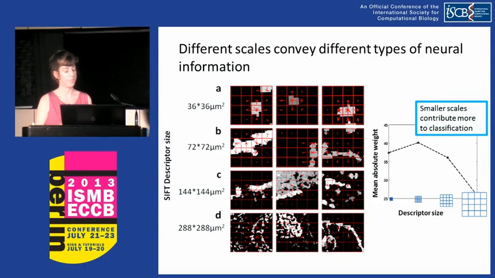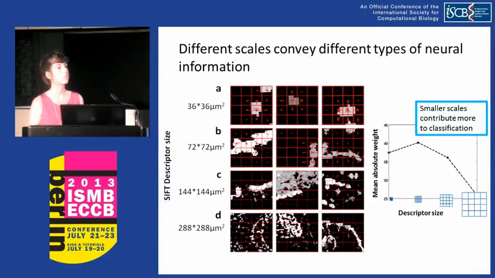So when looking at these descriptors, it seems that the larger ones contain a lot more information than the smaller ones. But then when we looked at the mean absolute weight for the descriptor sizes, we saw that actually it was the smaller ones that carried the most information for classification. So these descriptors that don't look like anything special to me carry a lot of functional information, apparently.